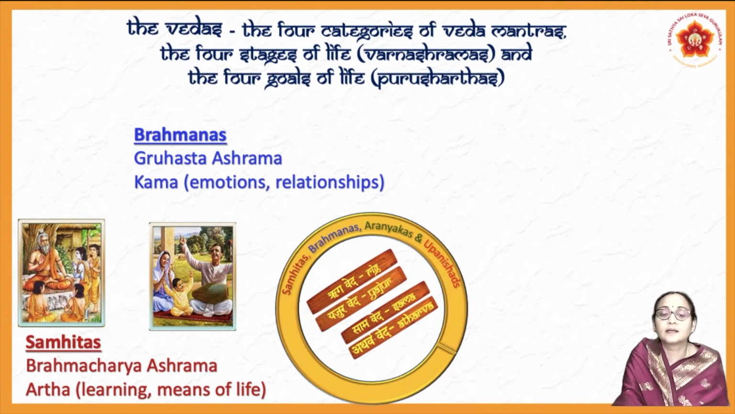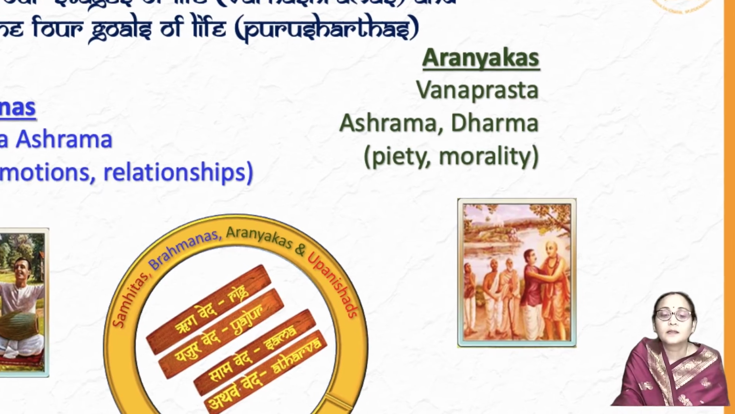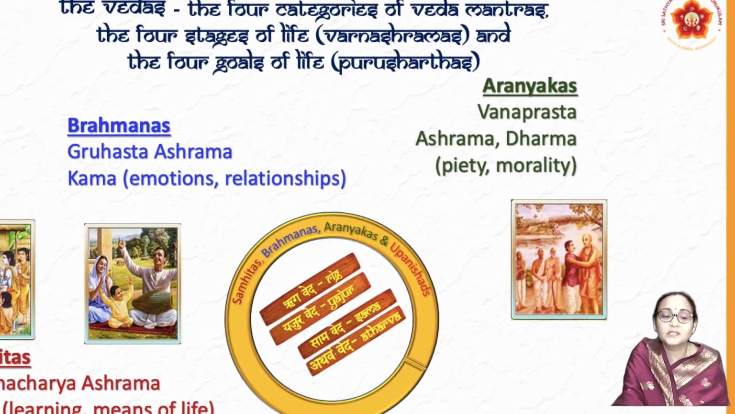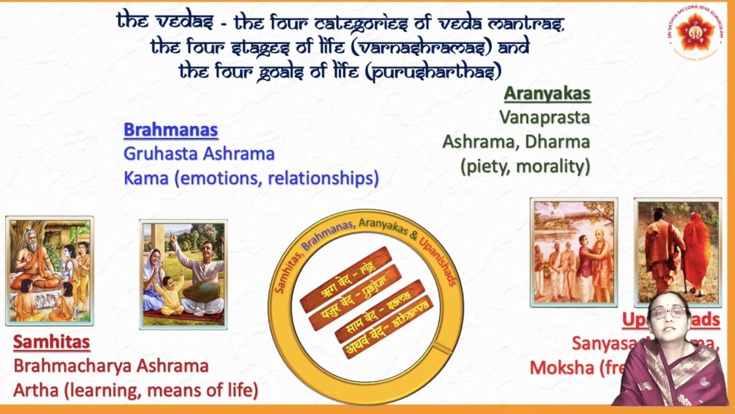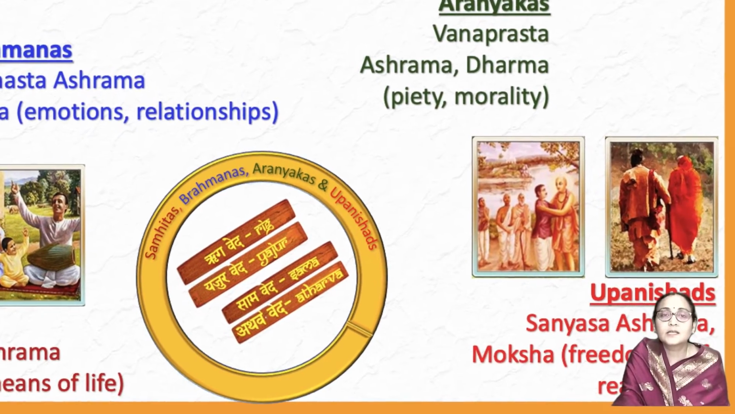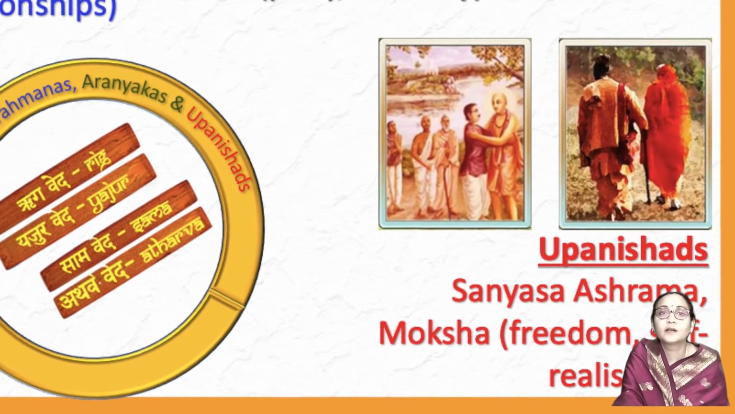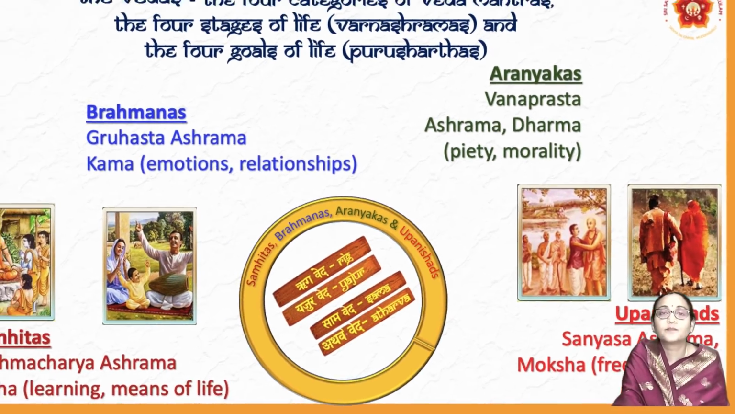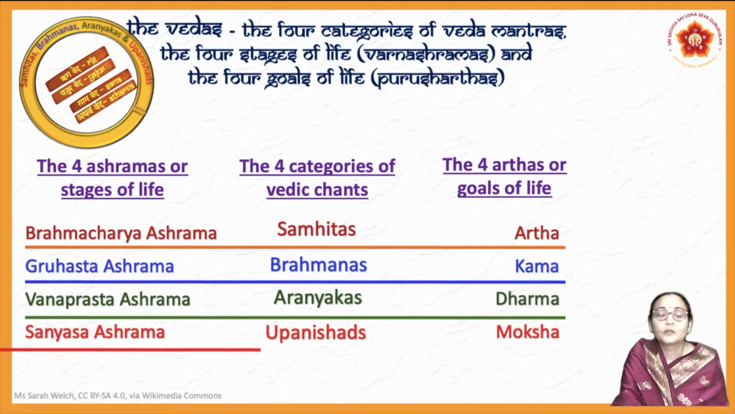The third portion, the Aranyaka, could be linked to the 3rd stage of life, which is the Vanaprastha ashrama. And the goal of life in this stage is Dharma, the piety, the morality, the values, the detachment, etc. The last portion, the Upanishads, could be linked to the last stage of life, which is the Sannyasa ashrama. Also, the Sannyasa ashrama is the concluding stage of the Vanaprastha ashrama. The goal sought after at this stage of life is moksha. Moksha means complete freedom, the ultimate self-realization.